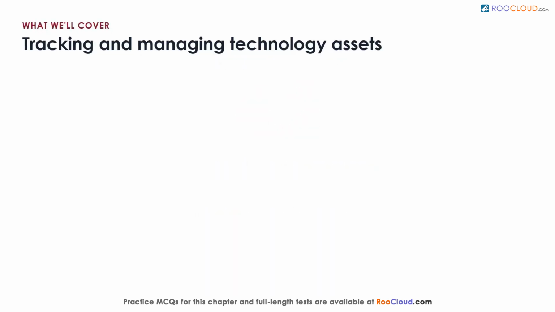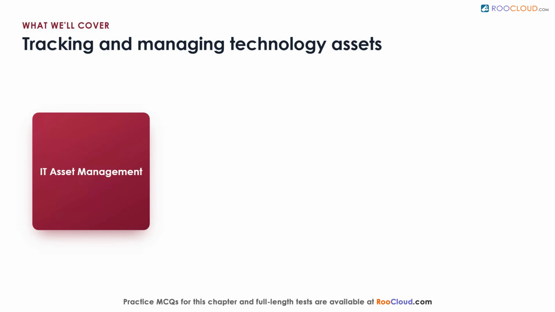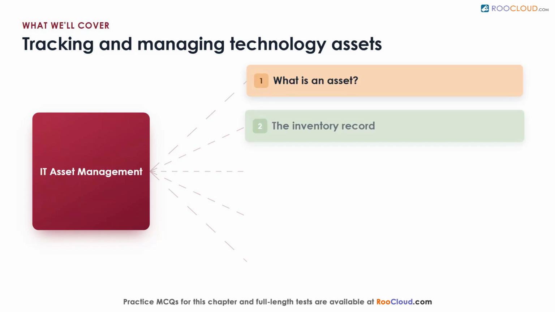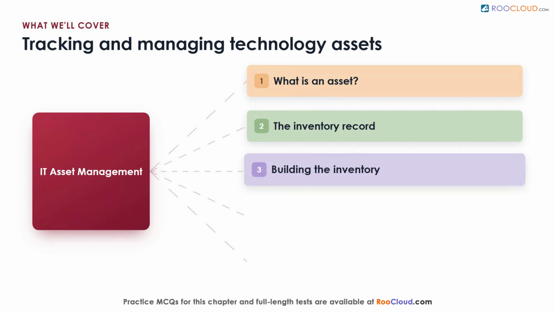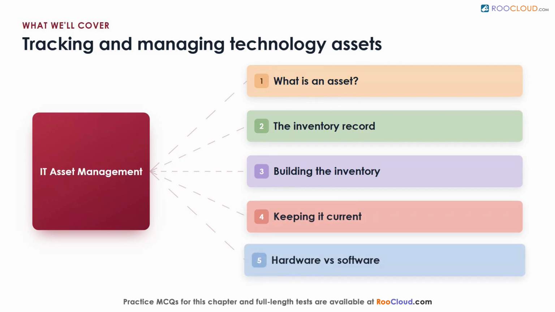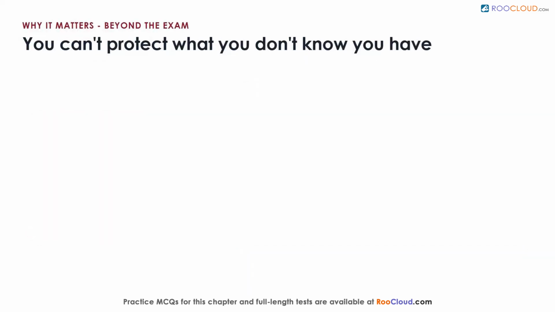In this session, we'll cover how organizations track and manage their technology assets. We'll answer a few key questions. What counts as an asset worth protecting? What details belong in an asset inventory? How do you build that inventory in the first place? And how do you keep it accurate over time? Why does this matter beyond the exam? Because you can't protect what you don't know you have.